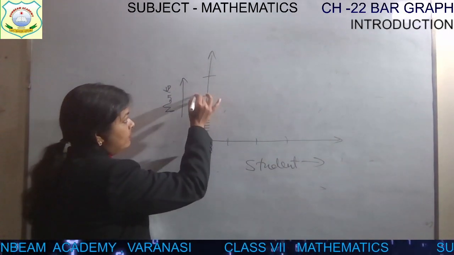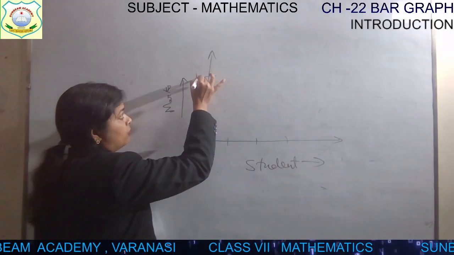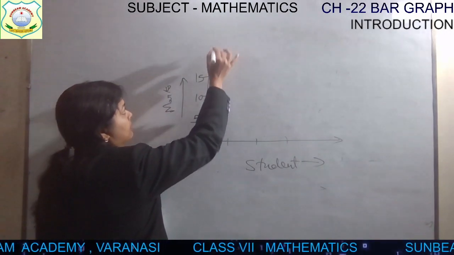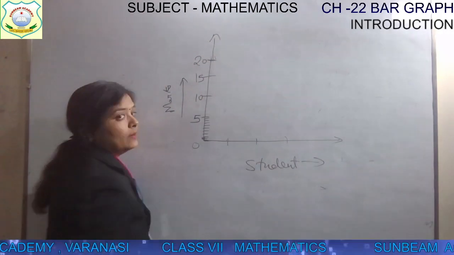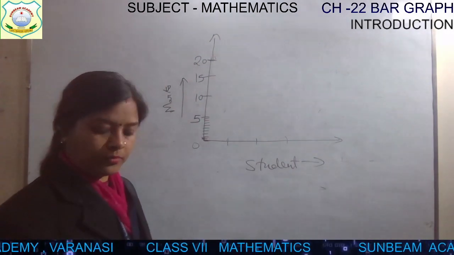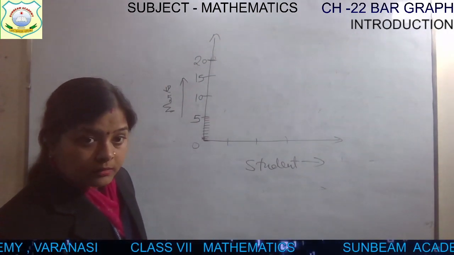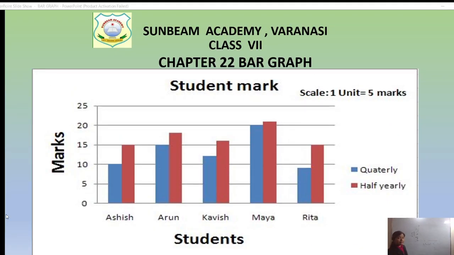So another one will be 10. Next one will be 15. Next one will be what? Come on. Next one will be 20. This will be 20. And in this way we can go on. Now this bar graph is the double bar graph, children. Double bar graph. You are relating students quarterly and half yearly marks.